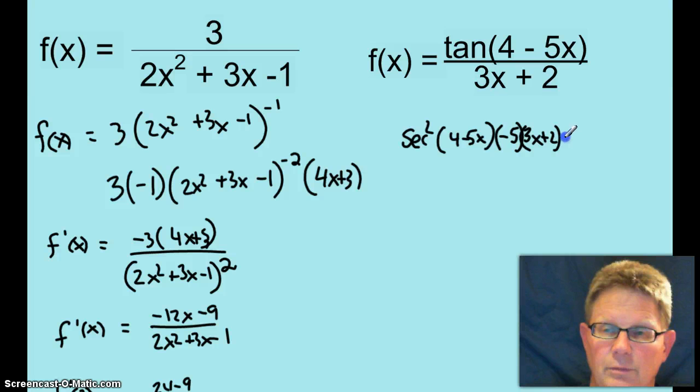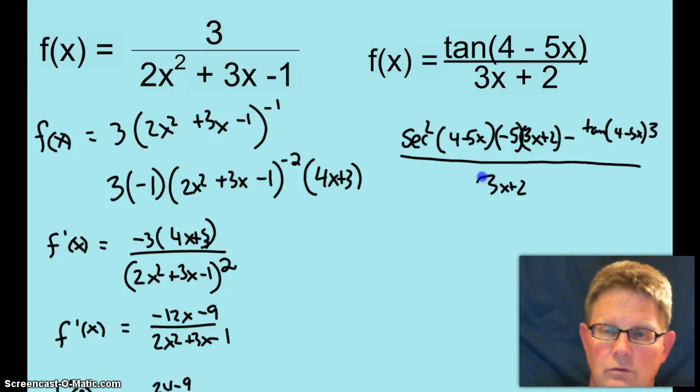This is where some of you messed up on the quiz. Minus the numerator, tangent of 4 minus 5x, times the derivative of the denominator, 3, all over 3x plus 2 quantity squared.